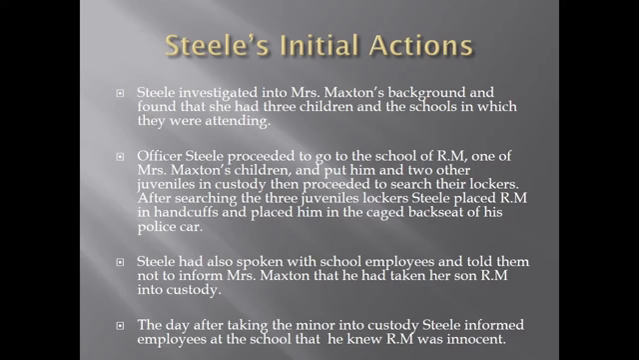into custody. The day after taking the minor into custody, Steele informed employees at the school that he knew the boy was innocent.